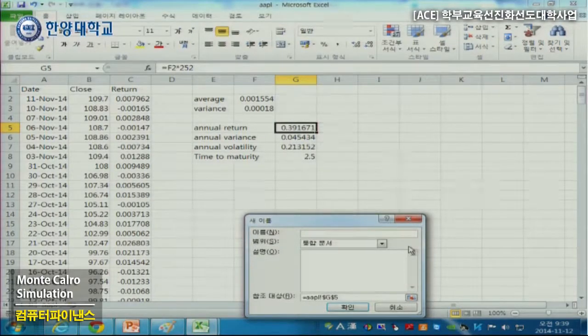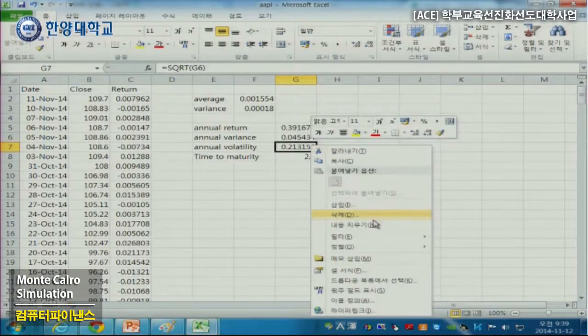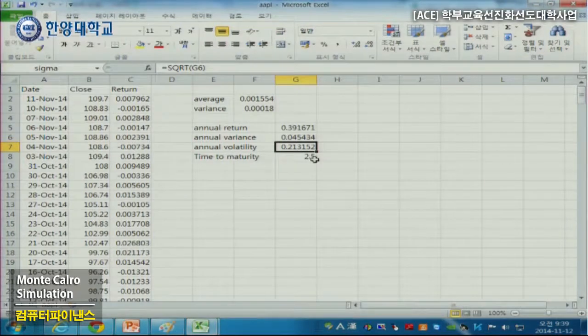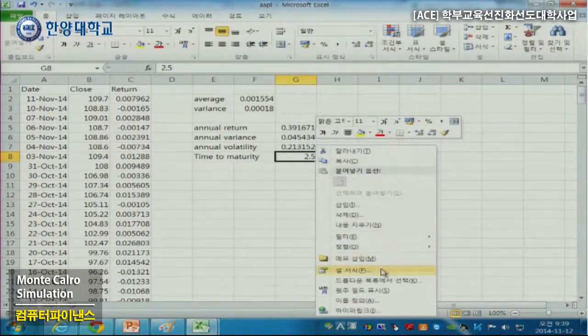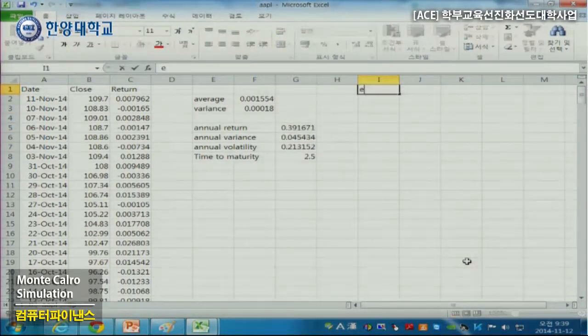Let's say this is mu, and then let's say this is volatility with sigma, and then this is the big T. Okay, first, we simulate epsilon, which is the random number from standard normal distribution. We know how to do it: NORMSINV and RAND.